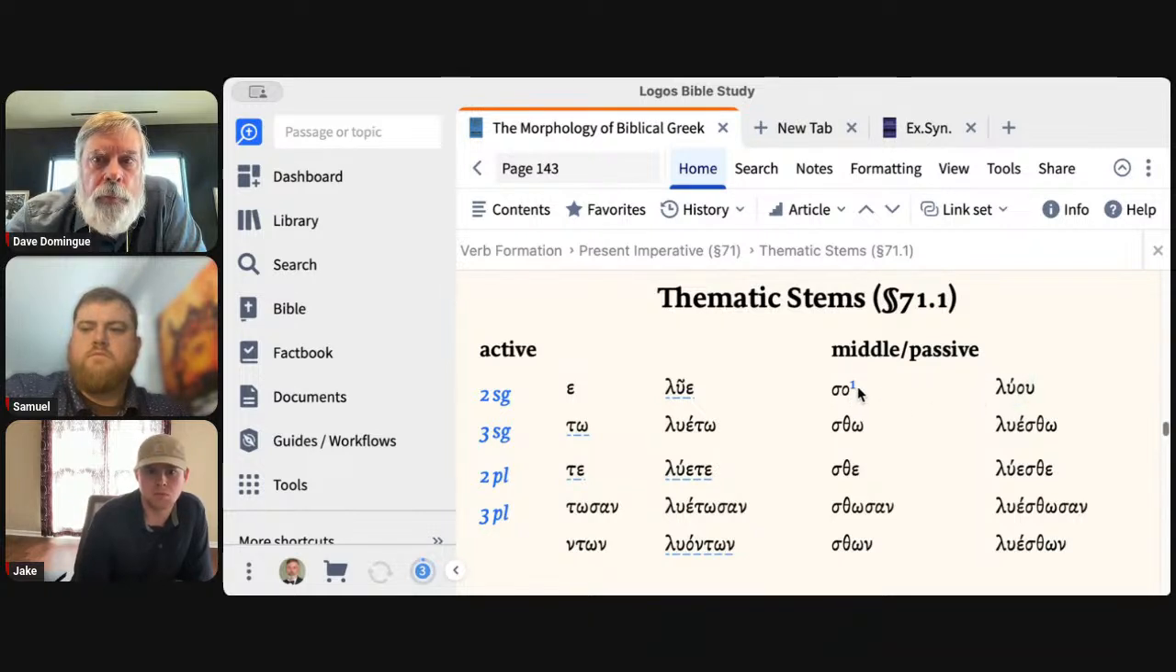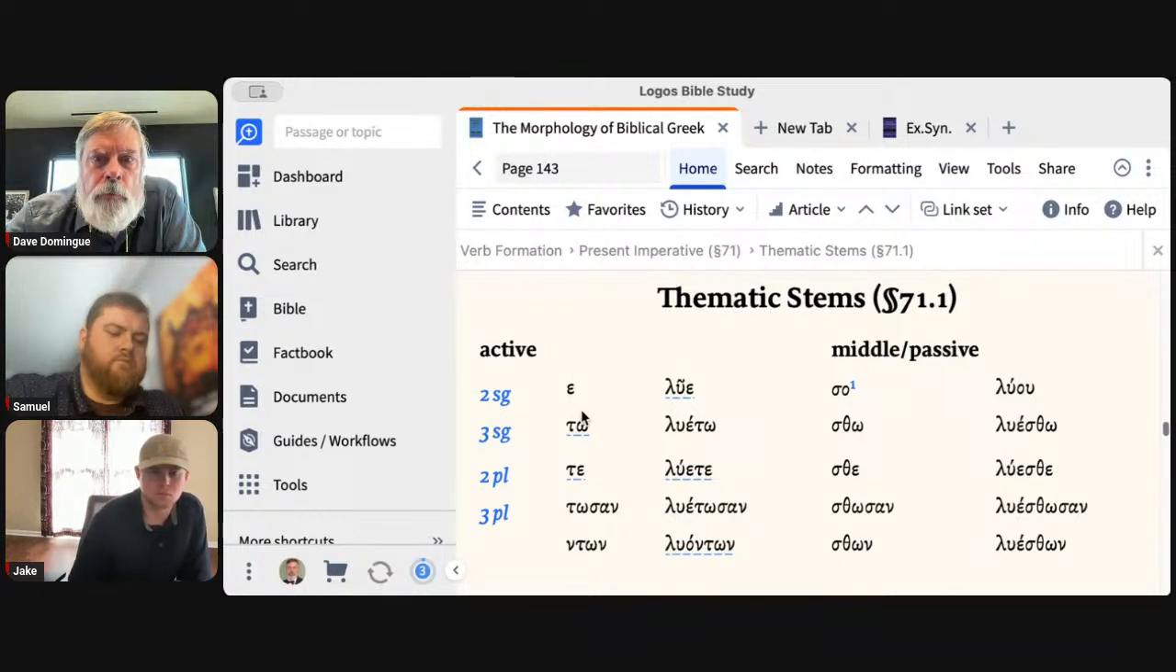Well, if you remember, that sigma is going to get what's called intervocalic, between the epsilon, sigma, and the omicron. So it's not every case, but in a lot of cases that sigma drops out. So you get lu o, and those two, the epsilon and the omicron, contract, and you get lu ou. And so that's what it says. Intervocalic sigma drops out.